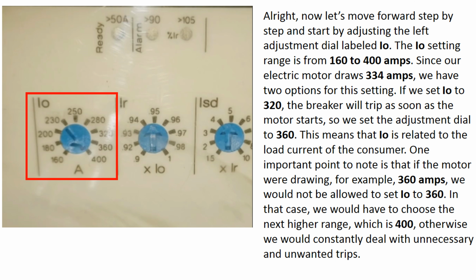One important point to note is this: if the motor were drawing, for example, 360 amps, we would no longer be allowed to set IO at 360. In that case, we would have to choose the next higher range, which is 400. Otherwise, we would constantly deal with unnecessary and unwanted trips.